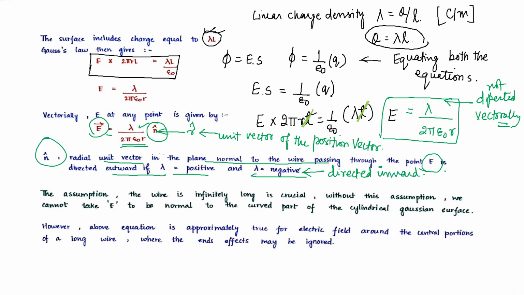The assumption that the wire is infinitely long is crucial. Without this assumption we cannot take E to be normal to the curved part of the cylindrical Gaussian surface. However, the above equation is approximately true for the electric field around the central portion of a long wire where the end effects may be ignored. What these two lines imply is that it is very much necessary for us to take the wire to be infinitely long.